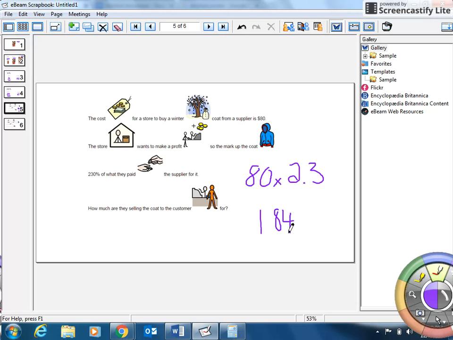So the coat costs Sport Chek $80. They sold it to you at a markup of 230%. So how much money did Sport Chek actually make off this coat that they sold you? That's a good question. They bought it for 80. They sold it for 184. How much money did they make? 104. They made 104 bucks, but they sold it to you for 184. Do you guys get that?